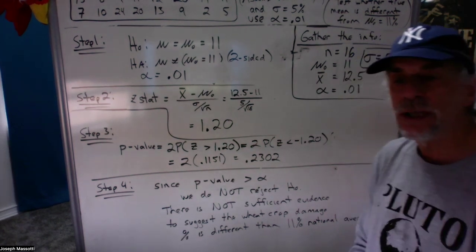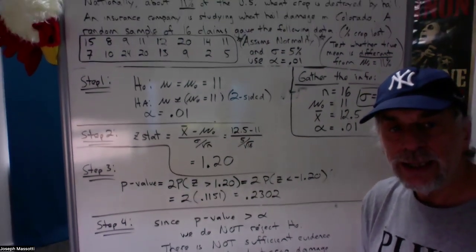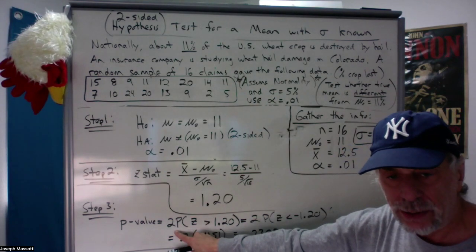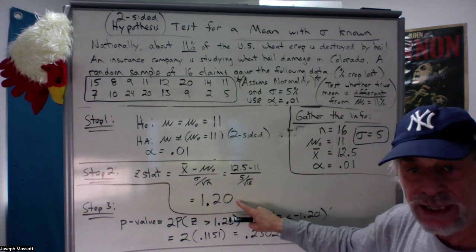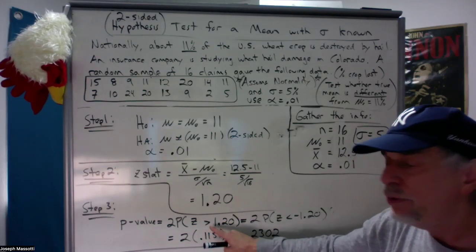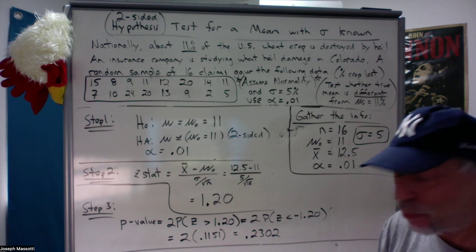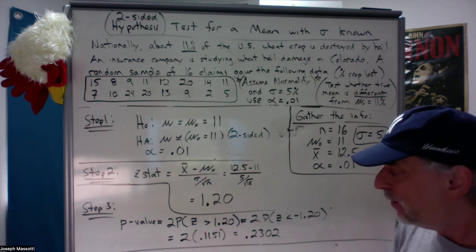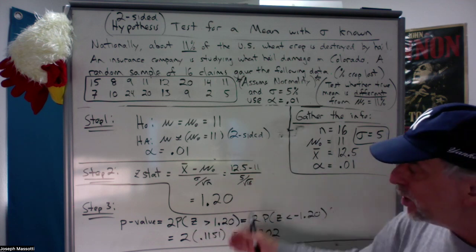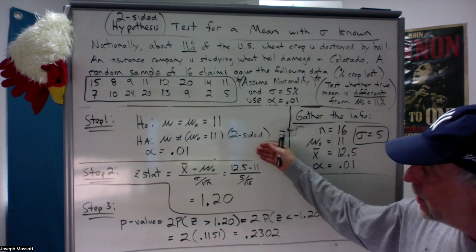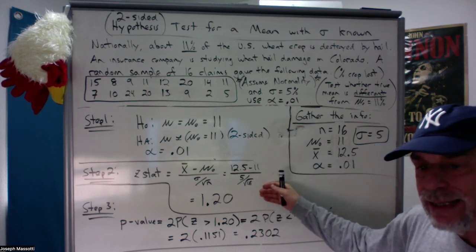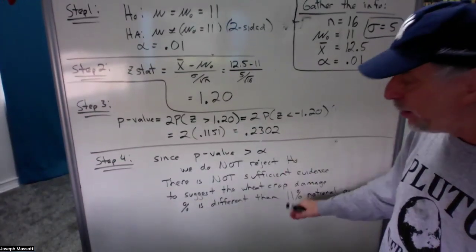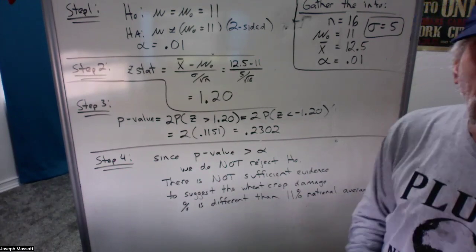So same 4 steps. The only thing that changes in a two-sided alternative is you double the p-value. Whether it's a z statistic or a t statistic, we're going to double the probability in step 3 because it's two-sided and we don't know what end of the distribution we're looking at. Same 4 steps: state the hypothesis, find the test statistic, whether it be a z or a t, calculate the p-value, and make a conclusion based on the p-value and the alpha level.